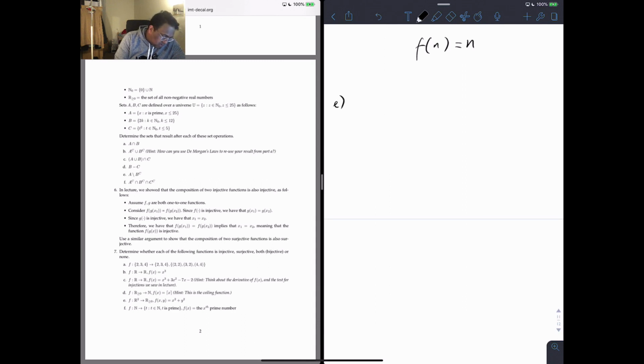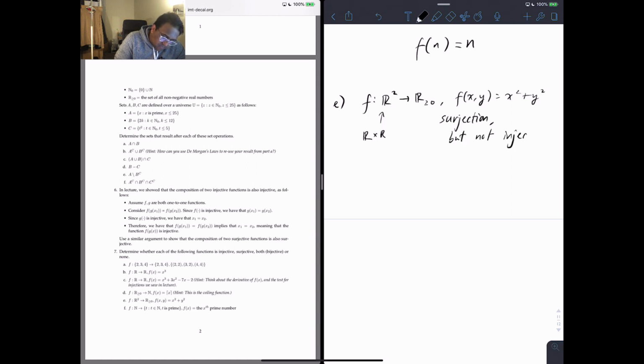E, now we're looking at the function that takes ordered pairs of real numbers, so R2, which is, again, just the Cartesian product of R and R. Two real numbers that are greater than or equal to 0, and the function is given by f of (x, y) is x squared plus y squared. I believe we looked at this example in lecture, but we can take a look at it again. It turns out this is a surjection, but not an injection.